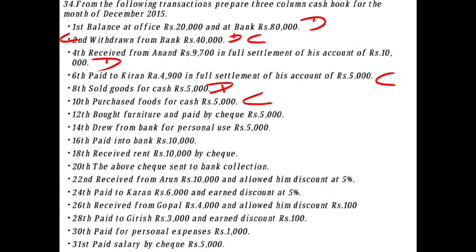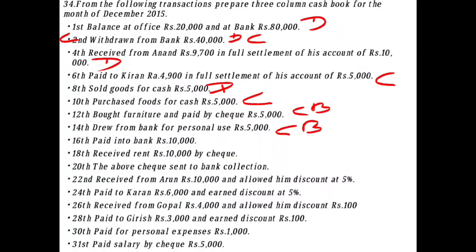Then bought furniture and paid by check. Now credit side you should record it in a bank column because it is paid by check, you have by furniture, and in the bank column you should write rupees 5,000. Now drew from bank for personal use rupees 5,000. Okay, directly by credit side, directly bank column. By drawings rupees 5,000. Personal use means drawings you should write, so by drawings directly to the bank column 5,000 rupees.